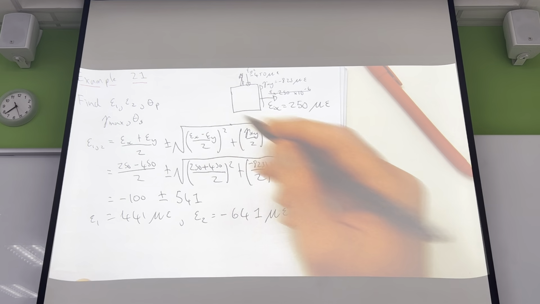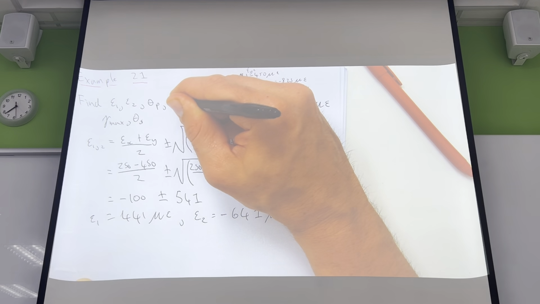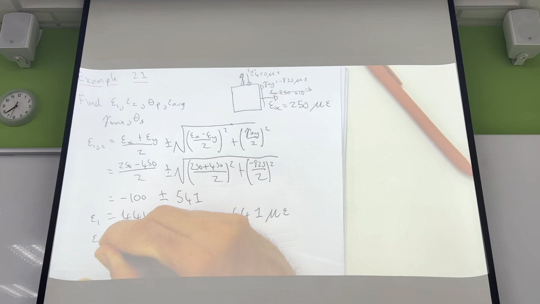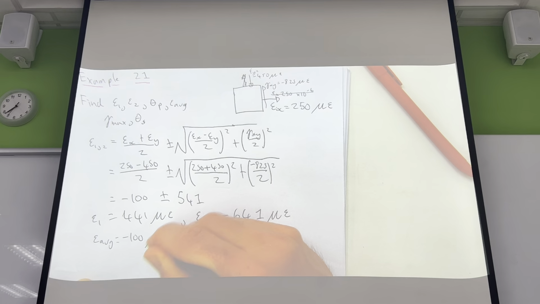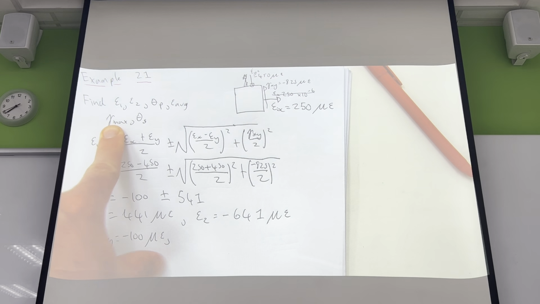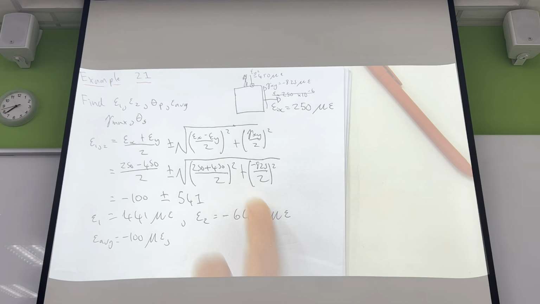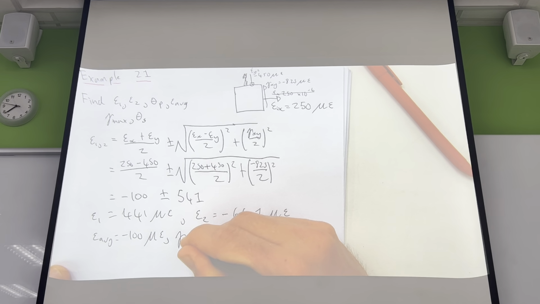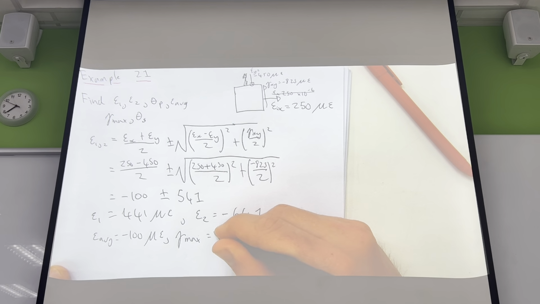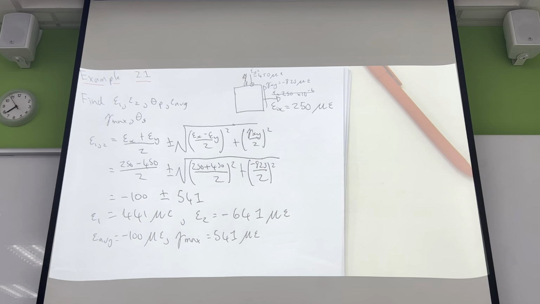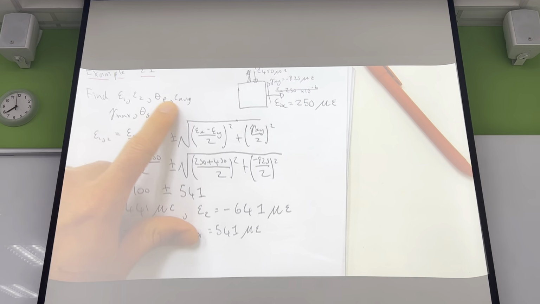It's the most negative possible strain you could get. It asks us to find the average strain. The average strain is negative 100 microstrain. And it also asks us to figure out the gamma max. Gamma max is just this value here, so that's 541. The last thing we want to do is just figure out the angles.